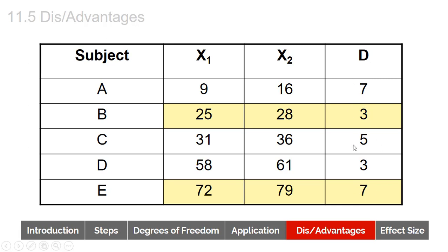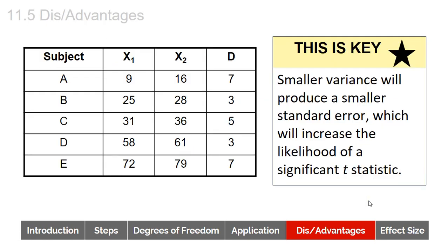And so it's showing that consistently something is happening in between individuals. Individuals might vary a lot in their actual scores, but the direction of that change is consistent amongst all of the participants. So again, this is the key part. This difference score produces a smaller standard error, which increases the likelihood of a significant t-statistic.